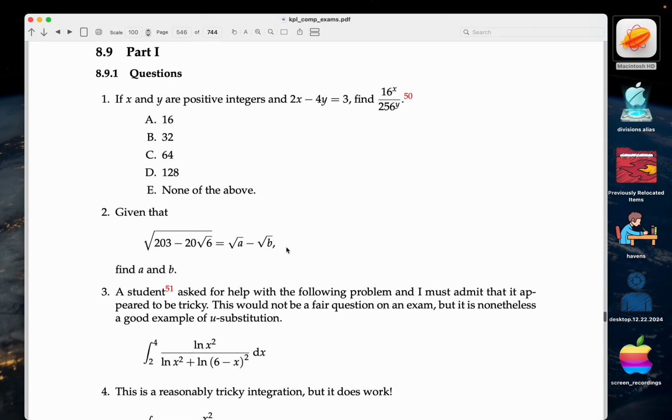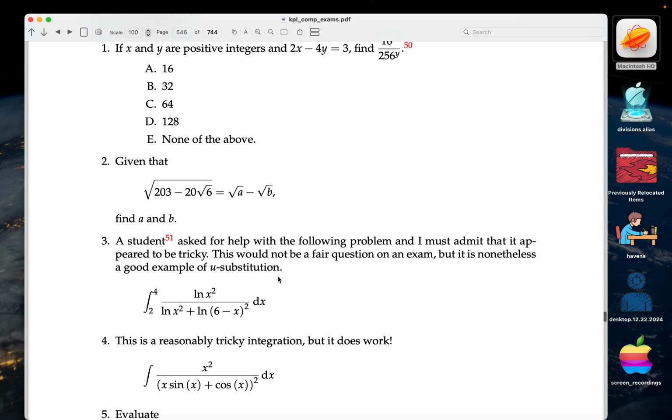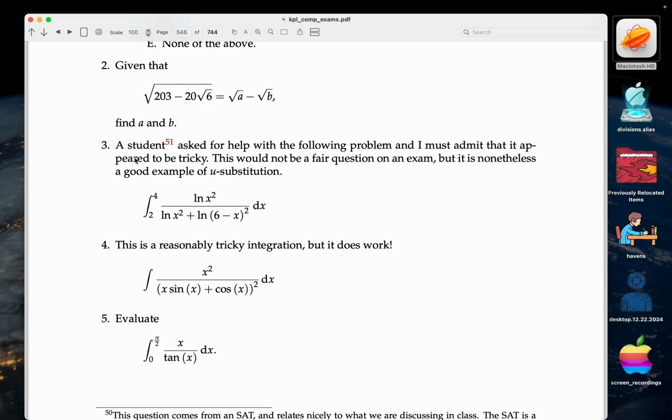Let's keep going. And this one's a nested root. They're giving me a hint that it can be nested. And I'm going to make the assumption that it can be, where you're going to get some A and B. It's reasonable. All right. Number 3, let me just take a look at it.